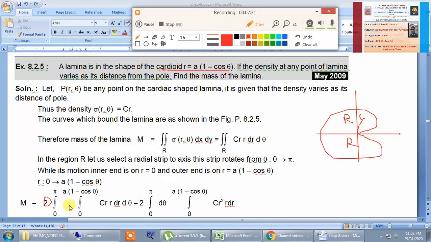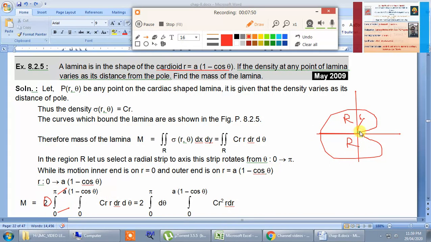So what is your strip? Now you will be taking here a radial strip. That radial strip will move from theta equal to 0, theta equal to 90, theta equal to 180 degree, that is theta equal to pi. Therefore limit varies here from 0 to pi.